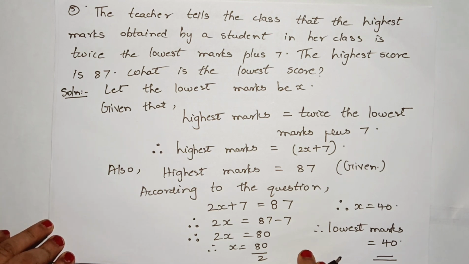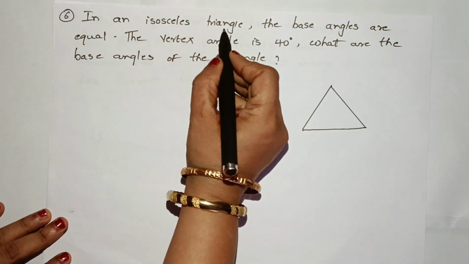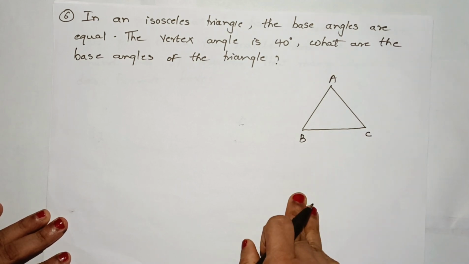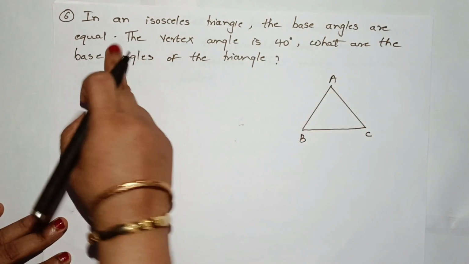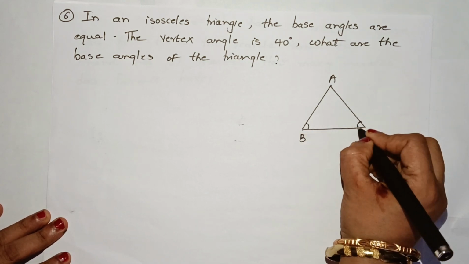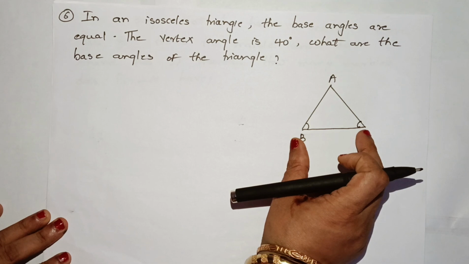I hope you understood this question. Now let's switch to the next question. Question 6. In an isosceles triangle, now can you see here? ABC is an isosceles triangle. The base angles are equal. Now this is called as base. Okay. How many angles are there? Two angles. They both are equal. That is what they said.